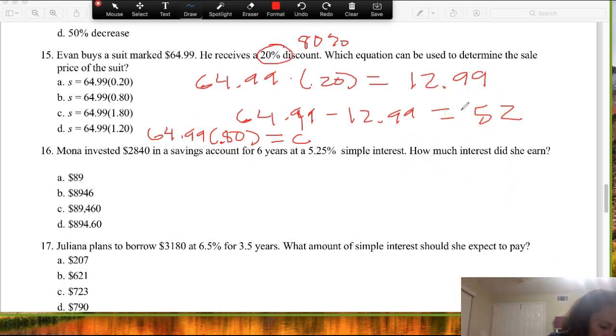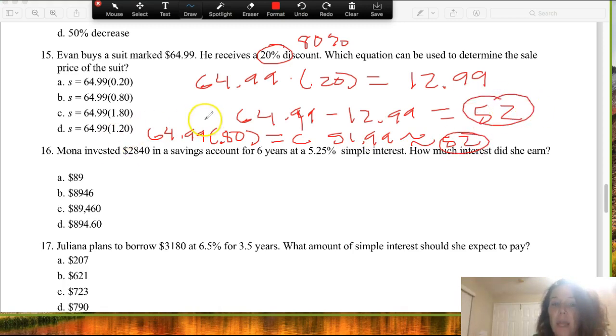If I go $64.99 times 0.80, I'm going to get $51.99, or approximately $52. So yes, it's the same. This is much easier. If you get 20% off, you're actually paying 80%. All right, so the suit is $64.99 times 80%. Don't get thrown off by this one. That is not the sale price of the suit. That's how much you get marked off. Don't get thrown off by that. All right, and then these would be if you had percent increases.